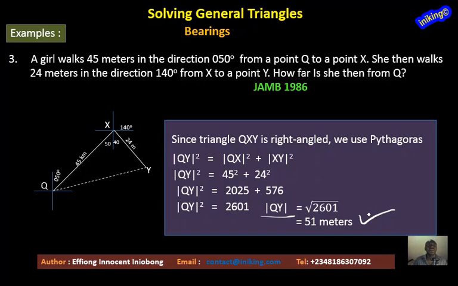So that's it for the second video clip on bearings. We have seen how we can get right angle triangles using bearings. And then in the next video clip, we're going to look at problems that will lead to general triangles, triangles that are not necessarily right angle triangles. There we again will display our skill on how to use the sine rule and cosine rule.